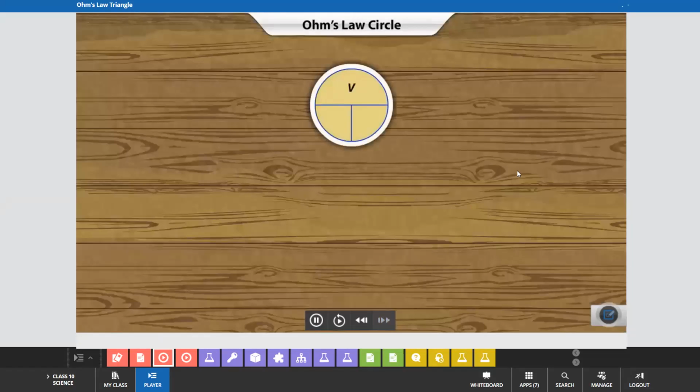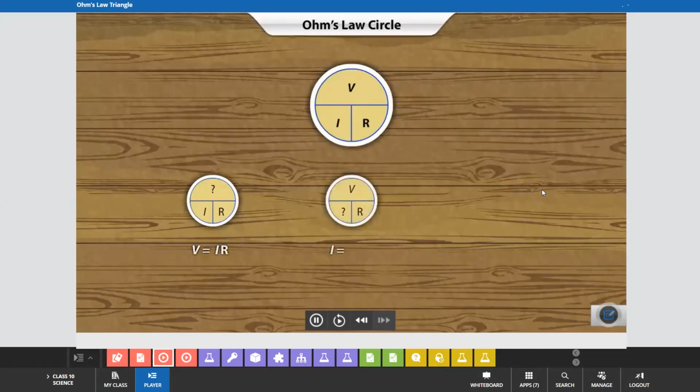Ohm's law describes voltage, current, and resistance. If you know any two of the values, you can find the third. Use the Ohm's law circle to help you with this. Just hide the physical quantity you need to find, and you get the formula. Take a look. V is equal to IR. I is equal to V upon R. R is equal to V upon I.